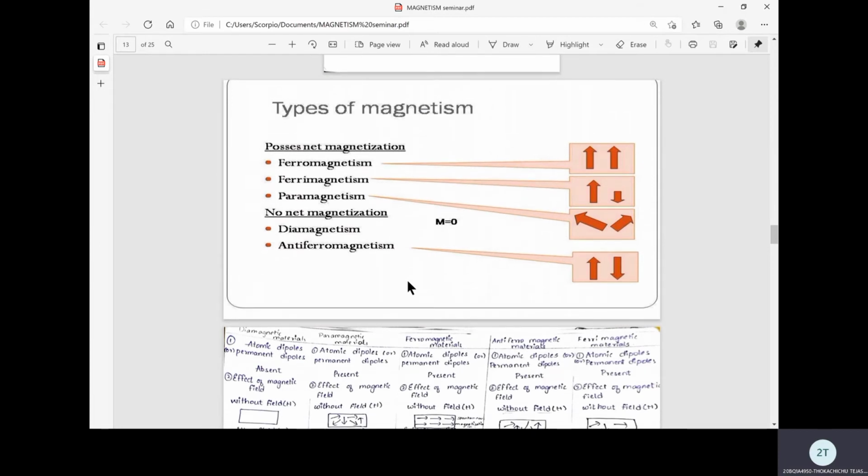Magnetism is of 5 types, and the first 3 types, including ferromagnetism and paramagnetism, possess net magnetization. That is, they can be magnetized somehow, but it's not the case in the last 2 types.